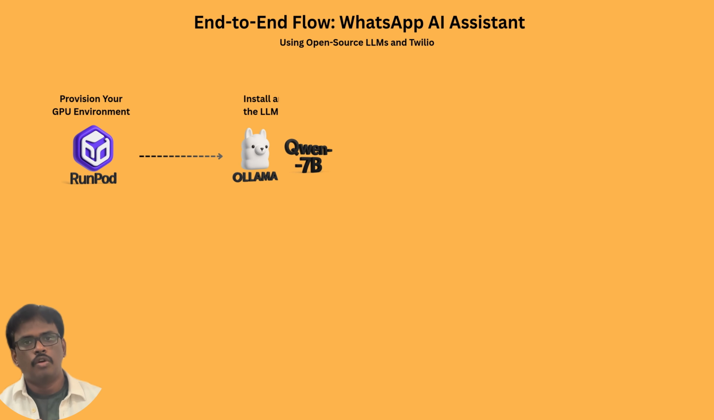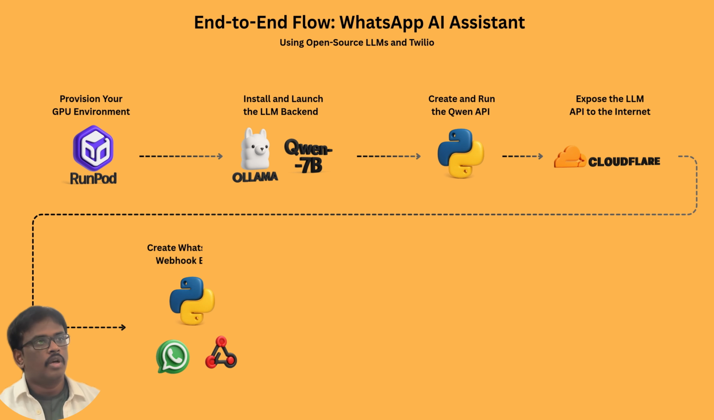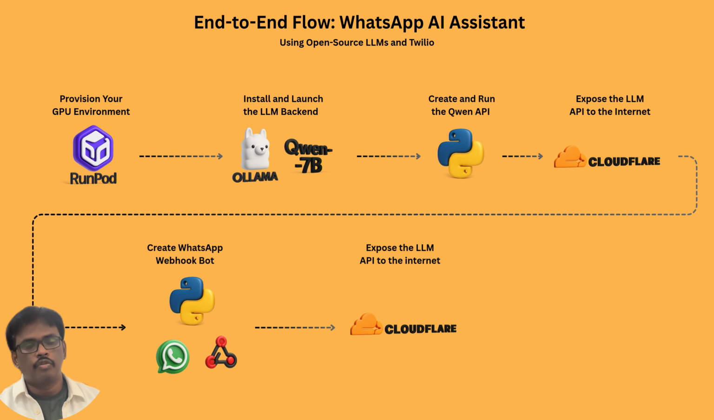Next, we will load the Qwen2.5 using Ollama, followed by a simple API that has been built to interact with the model. We'll further expose this API to the internet using Cloudflare. Next, a webhook that is going to handle all the incoming WhatsApp messages is also being built. We tunnel this bot using Cloudflare's another port. Finally, we hook it up into the Twilio sandbox for WhatsApp.